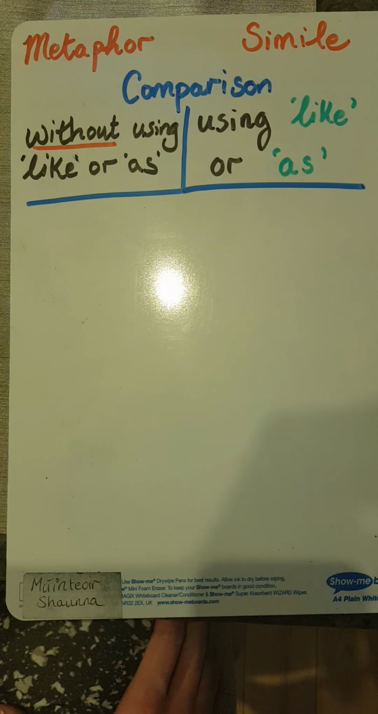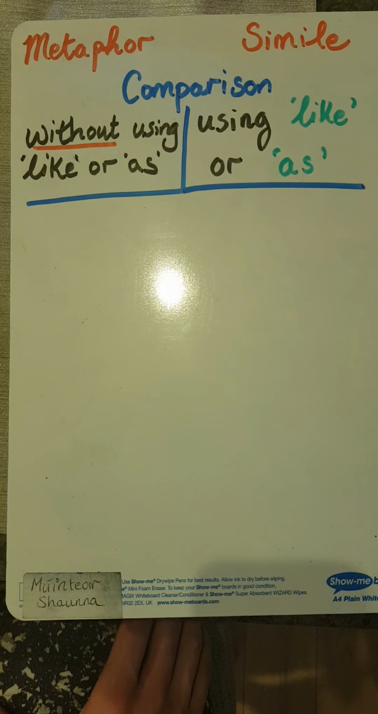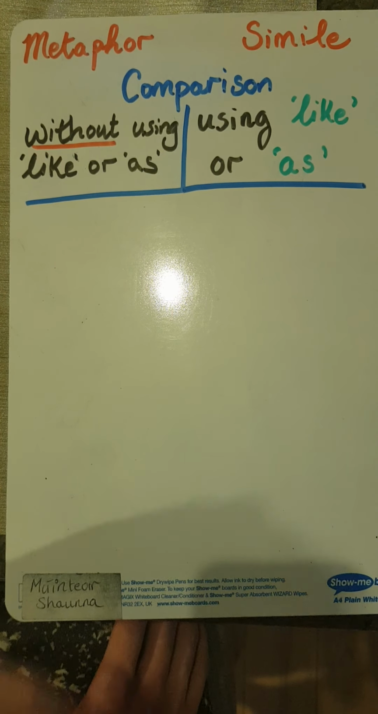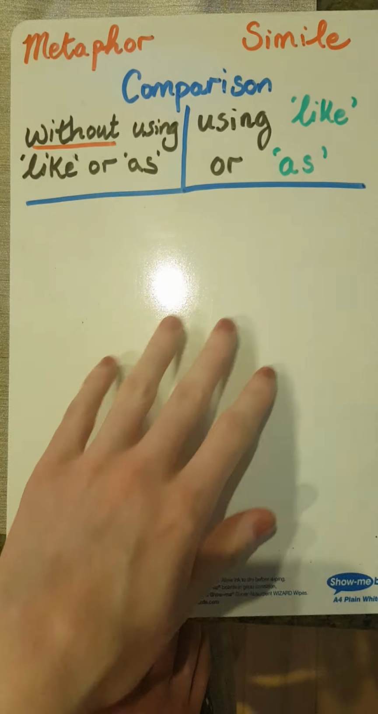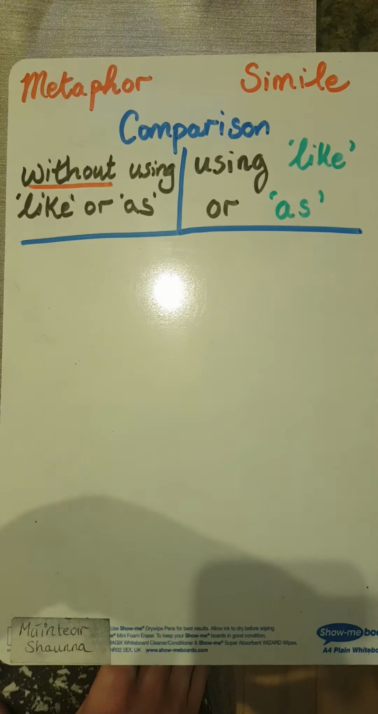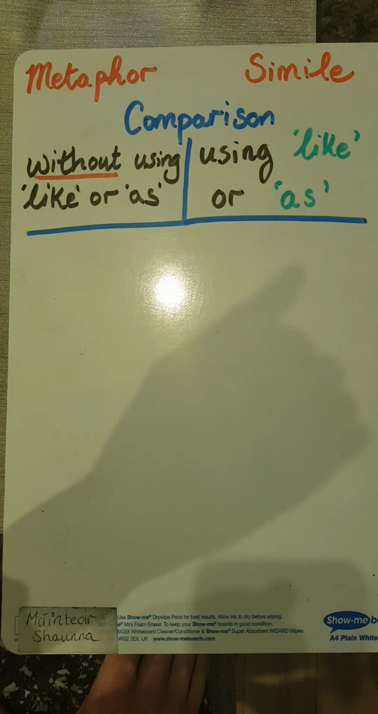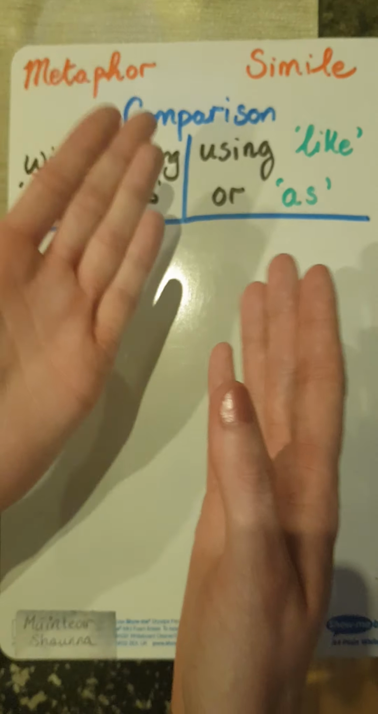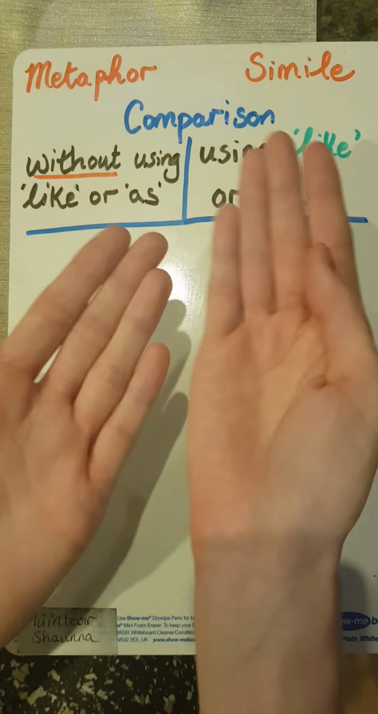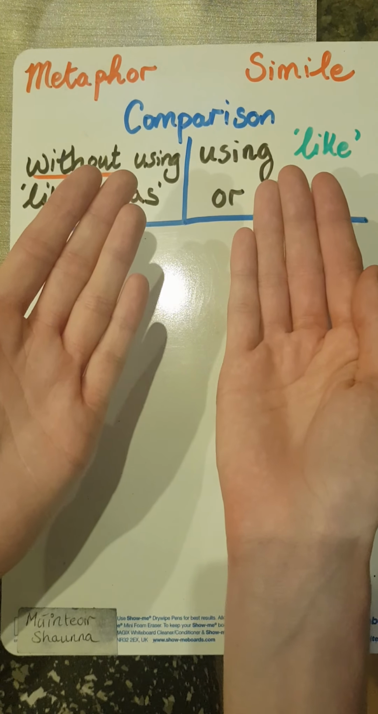Now, we didn't look at them in detail this year. You would have touched on them last year, but I'm just going to explain them again, okay? Just so that we all know the difference between them. So both a metaphor and a simile is making a comparison between two things. What is a comparison? A comparison is comparing one thing to another, right? So I have one thing here and I'm saying that it is similar to another, all right?